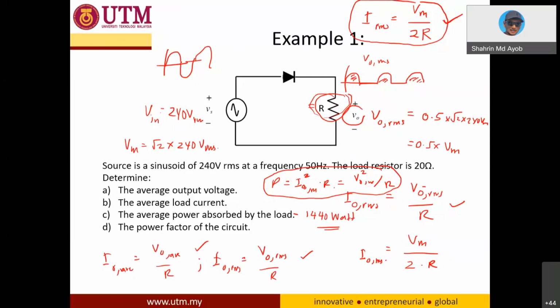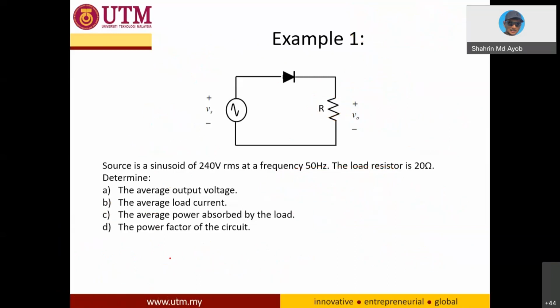Right now this is the waveform. The waveform of the input is AC, but the waveform of the output is actually a rectified half wave. So lastly, the power factor of the circuit, which is the most challenging part here. What you need to do is use the triangular formula.